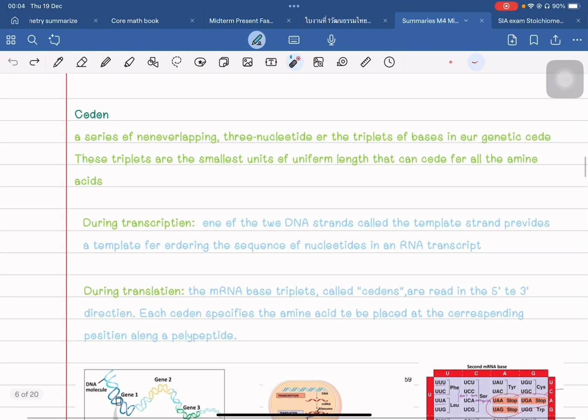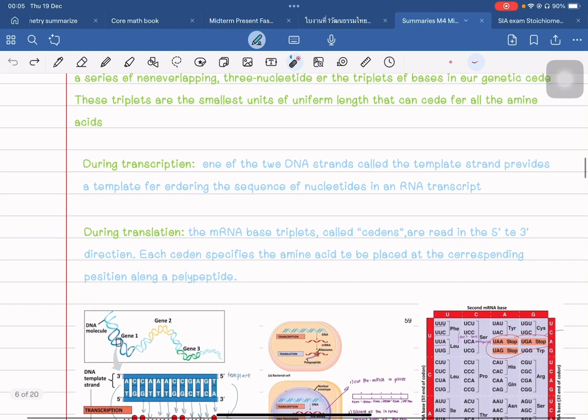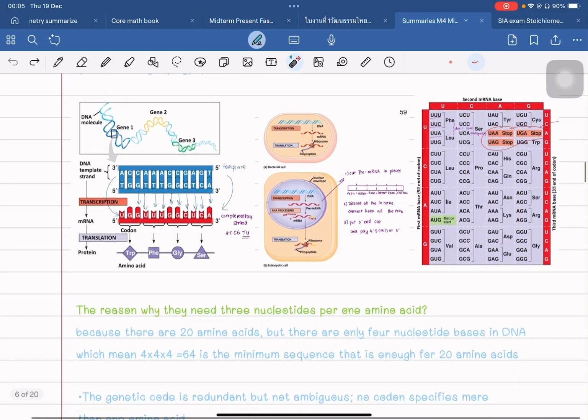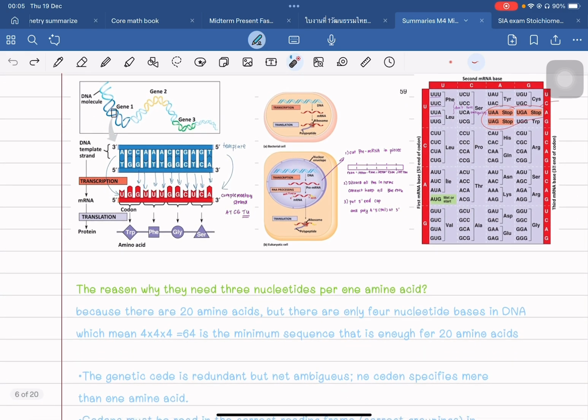So it will be read in the 5' to 3' direction, and each codon specifies the amino acid to be placed at the corresponding position in the polypeptide. So, what is the reason they need 3 nucleotides per one amino acid, or one codon per one amino acid?